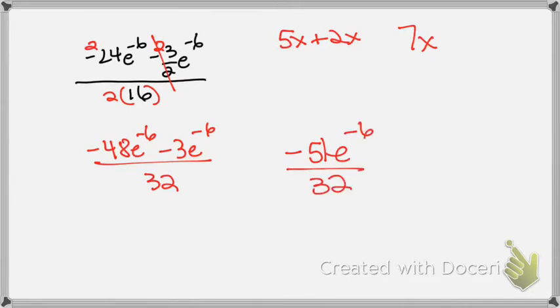Then, if you don't like the negative exponent, I could move the e to the 6 to the bottom. And that's it. Not too bad. It looks crazy, but it's not really all that bad. Okay? All right, so hopefully that went well. I just needed to give you one more practice problem like that.